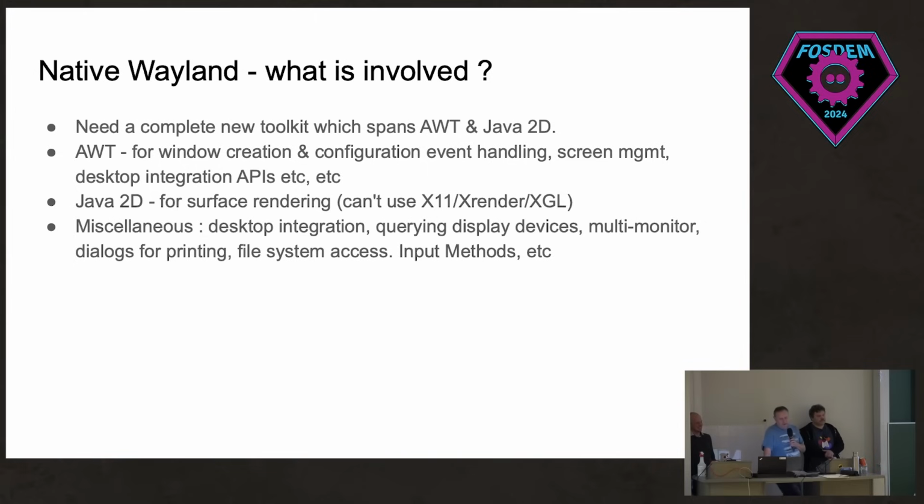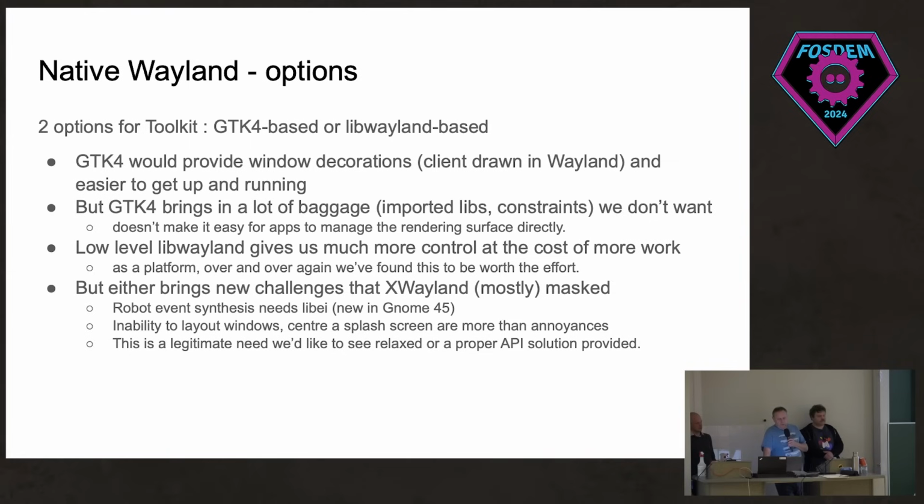And so that's the kind of scope of the work. So how would you do this? Well, a lot of GTK4 makes it fairly easy for a lot of applications to just port over, because it deals with all of that, hides it from you. Wayland doesn't have a window manager, so it's all client-side decoration. GTK would do that for you, and it sounds like it'd be easy to get a lot of things up and running, but it brings in a lot of baggage.